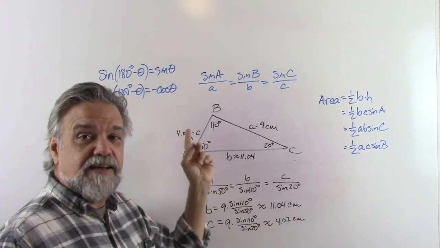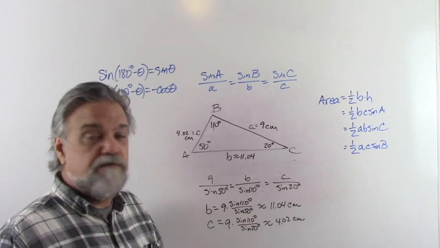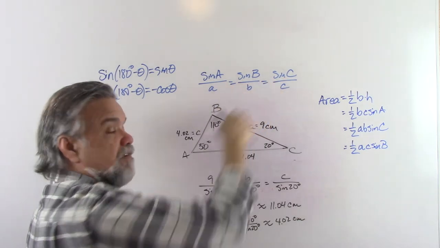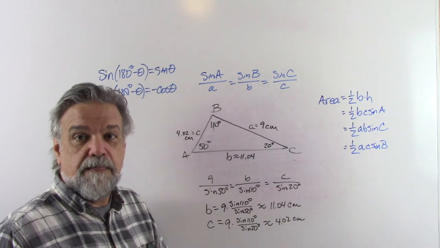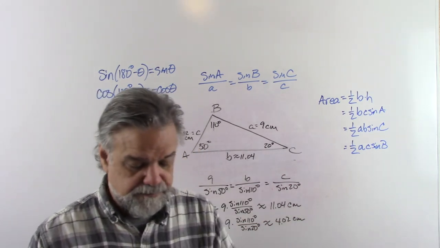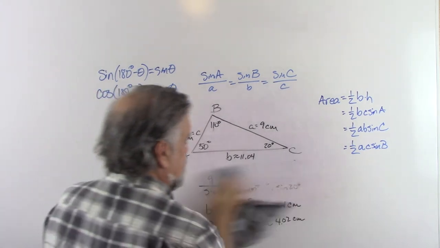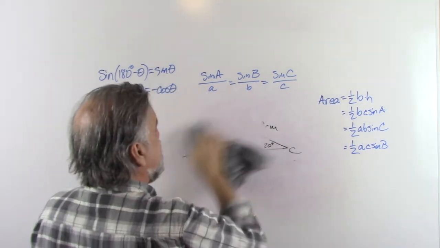And if you have the angles and one side, you can figure out those other two sides very easily just by using this identity right there. All right, well, cool. Let's look at another example. And so this time, let's look at this one.